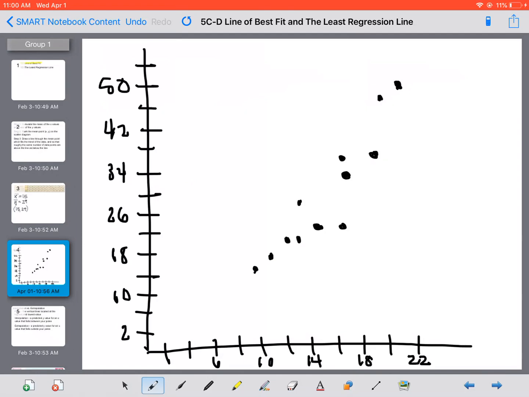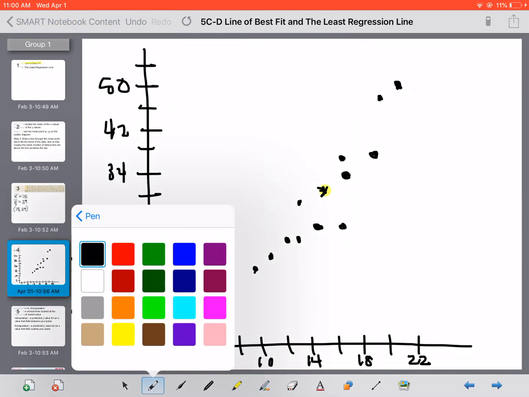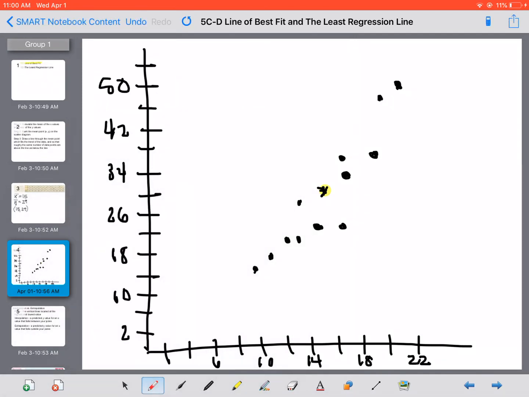Okay, and then our mean point we found was (15, 29), so I'm going to plot that point as well, and it's roughly right about there. So I'm going to highlight it. That highlighted point is our mean. So the next thing we want to do is draw a line that passes through that yellow point, but has a nice amount of points above and below.